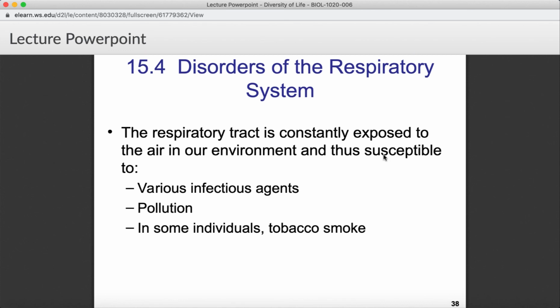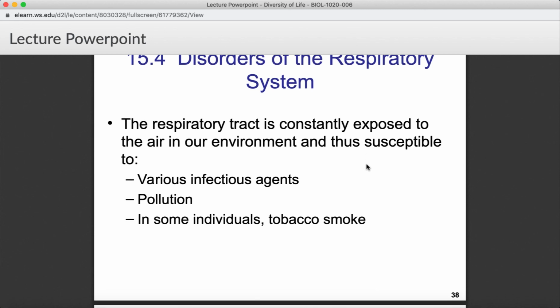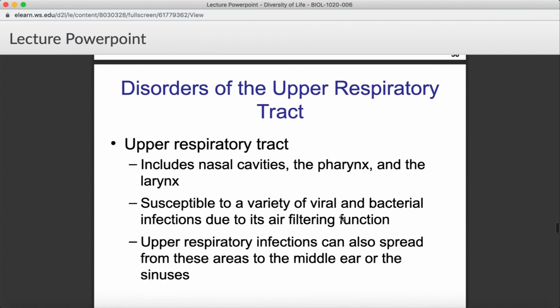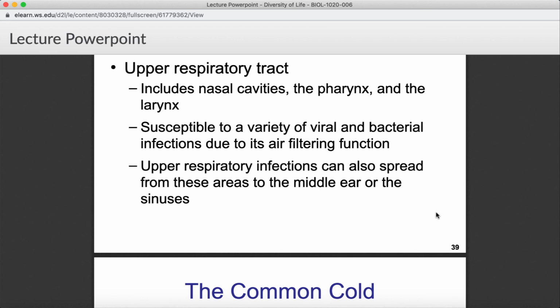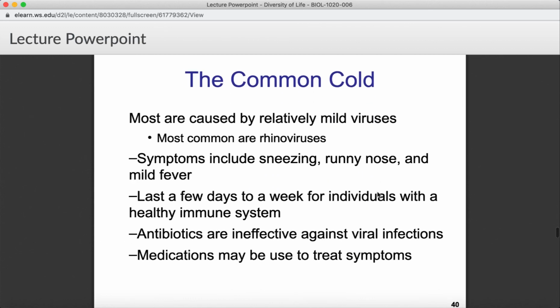The respiratory tract is constantly exposed to the outside air, meaning it's very susceptible to infectious agents, pollution, and tobacco smoke. The upper respiratory tract includes the nasal cavities, pharynx, and larynx, and is susceptible to a variety of viral and bacterial infections due to the filtering function. Upper respiratory infections can also spread to the middle ear or the sinuses.